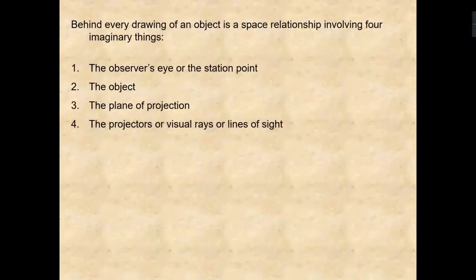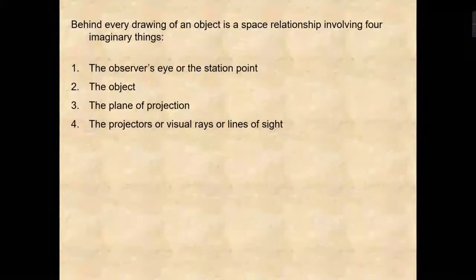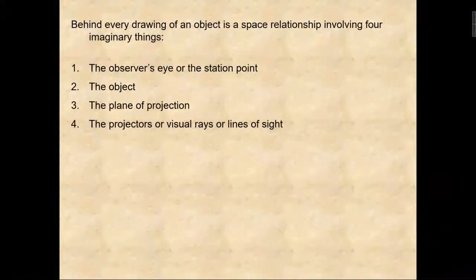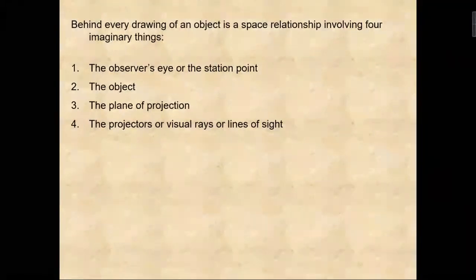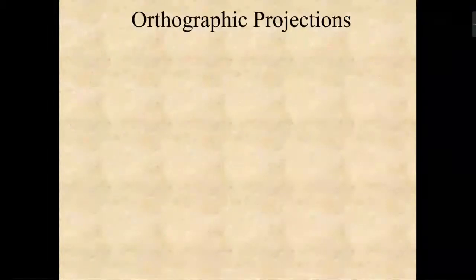So behind every drawing of an object is a space relationship involving 4 imaginary things. The first one is the observer's eye or station point, meaning from where you are seeing the object. The second one is the object itself. The third one is the plane of projection on which we are getting the projection, and the fourth one is the projectors or the visual rays or the line of sight. It is also very important.